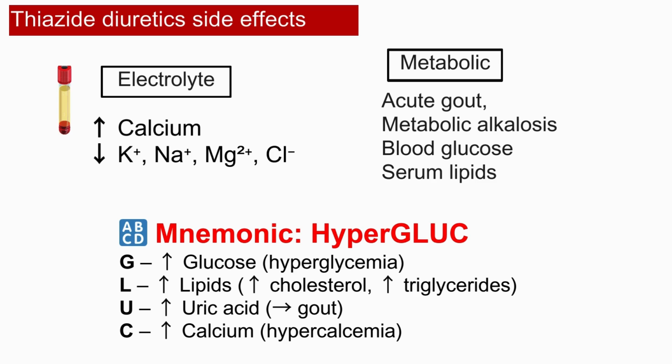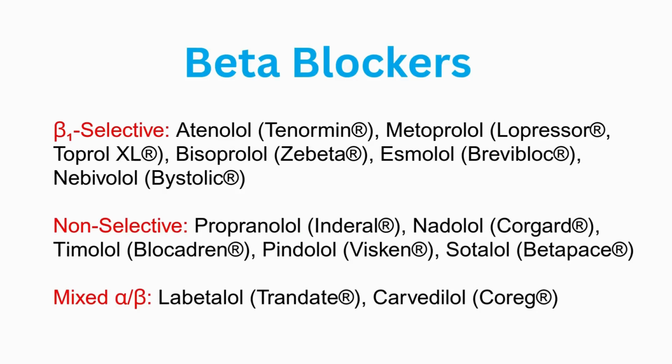Now, it is worth noting that using lower doses of thiazides is generally associated with a lower risk of causing significant electrolyte disturbances. So that's something to consider. Okay, that's good to know. Yeah. So it's about finding that balance between efficacy and safety. All right, let's move on to beta blockers now.